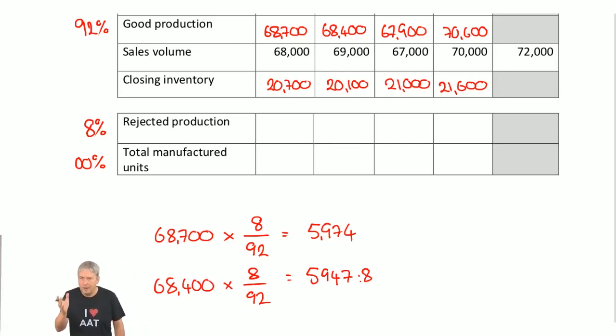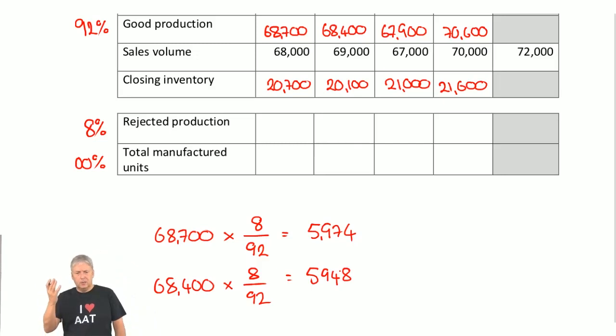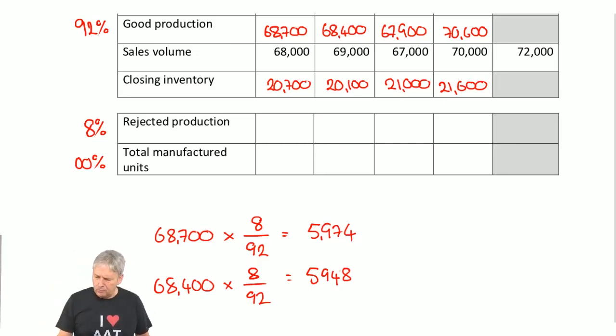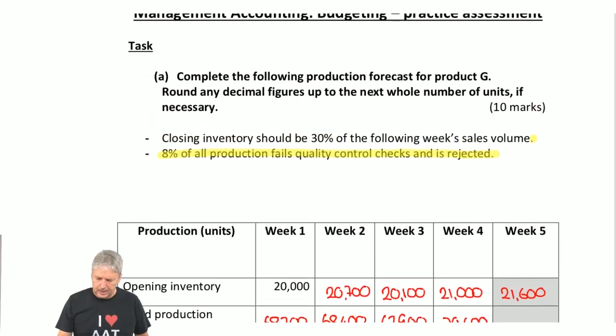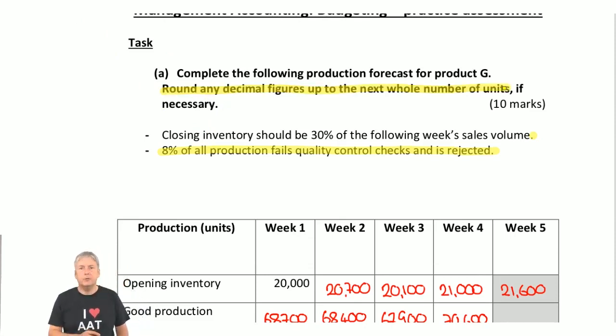What must we do? Must we round down or must we round up? Well, we've got to round up for a couple of reasons. Firstly, it's the only logical way of doing it, on the basis that if we rounded down, we wouldn't quite produce enough units. So we've got to round up. But the fundamental reason why we must round up is, did you read the question carefully enough? We were specifically told, round any decimal figures up to the next whole number of units. You must follow the instructions made by the examiner.